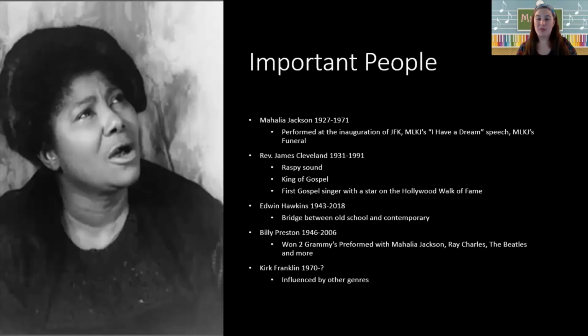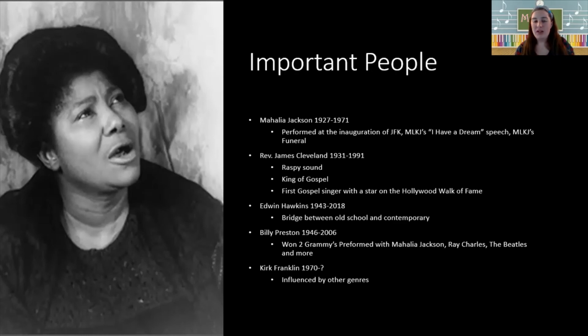Some important people. We get Mahalia Jackson, and she performed at the inauguration of JFK, and she also performed at MLK's I Have a Dream speech and his funeral. Go look her up. Her music is amazing. We get the Reverend James Cleveland, known for his raspy sound, called the King of Gospel. He's the first gospel singer with a star on the Hollywood Walk of Fame.